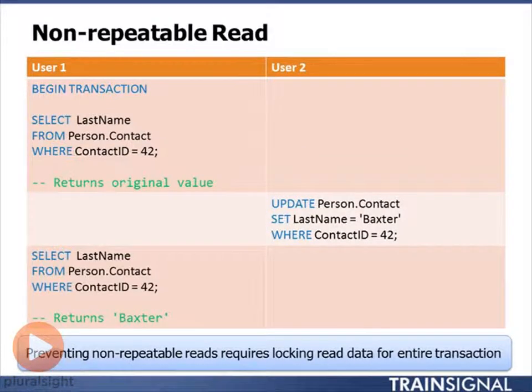The next possibility is a non-repeatable read. Now you'll notice with a non-repeatable read, we do a select inside of a transaction, and that's going to return whatever the value is. Let's just say the last name is Harrison. And then over there, we've got user 2, and user 2 issues an update statement. Now, if that update statement is allowed to commit, when I issue my second select statement, I'm now going to get back the value of Baxter.